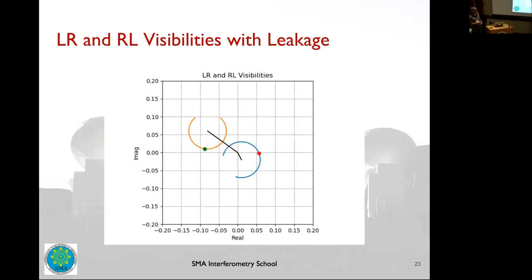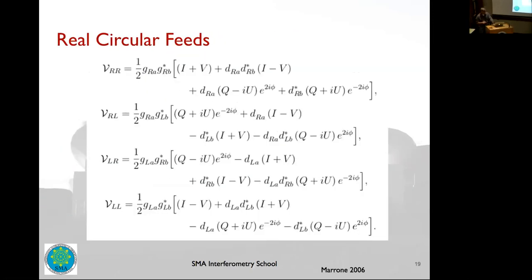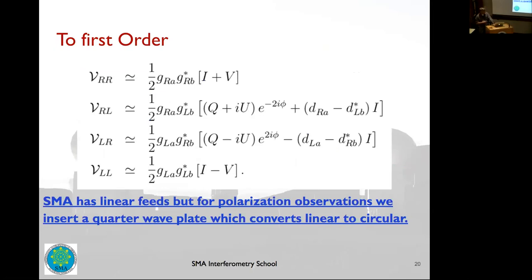You can look at the visibilities in the real and imaginary plane. Remember that equation I showed you? It's Q plus iU times e to the minus 2i phi. You can expand this out into cos 2 phi minus i sine 2 phi. So basically this will vary in a circle, whereas this quantity will remain fixed.